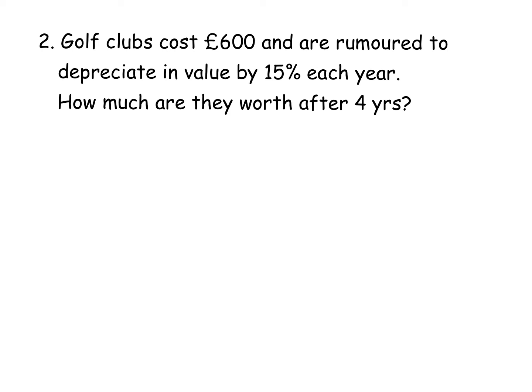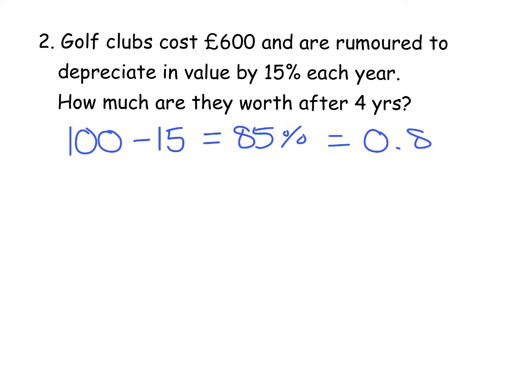So if it's going down, you are in your head, you're thinking, right, well, 100% was the £600. If I take that down by 15%, then the value at the end of year 1 is 85% of what it used to be. So 100 take away 15 is 85%. As a decimal, that is 0.85. So that is our multiplier.